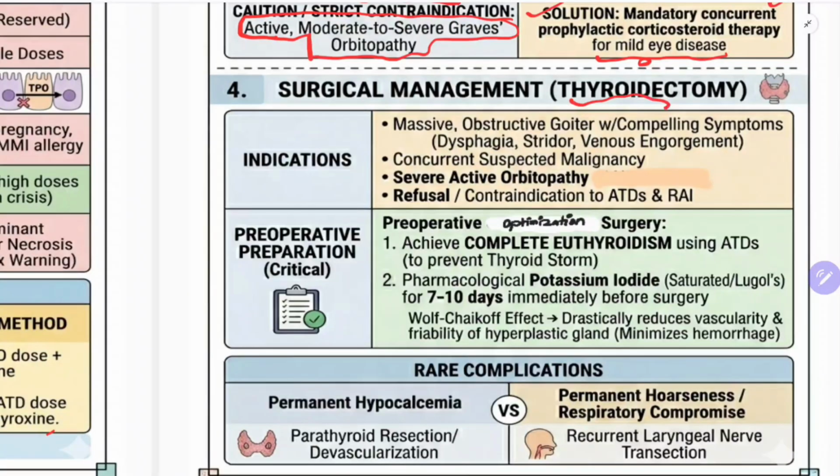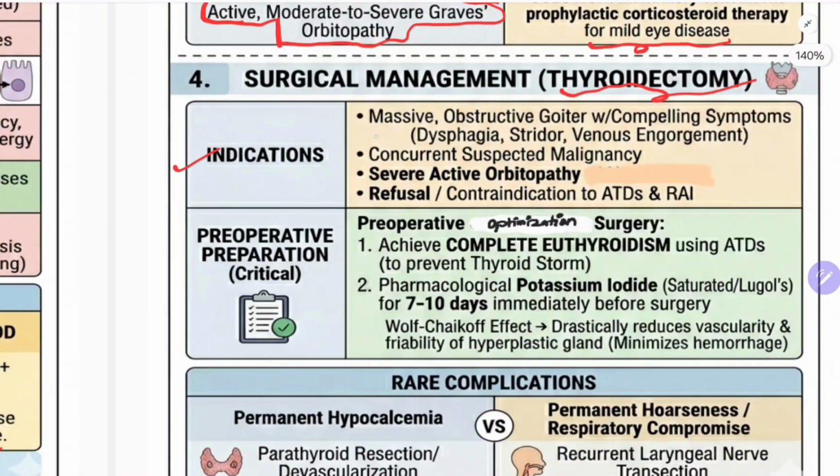Thyroidectomy, meaning removing the thyroid gland. Okay. So what are the indications? If the gland is a massive obstructive goiter with compelling symptoms, like if the patient is having dysphagia, stridor, or venous engorgement, then that is an indication. If you are suspecting malignancy in the enlarged gland, then that is also an indication.